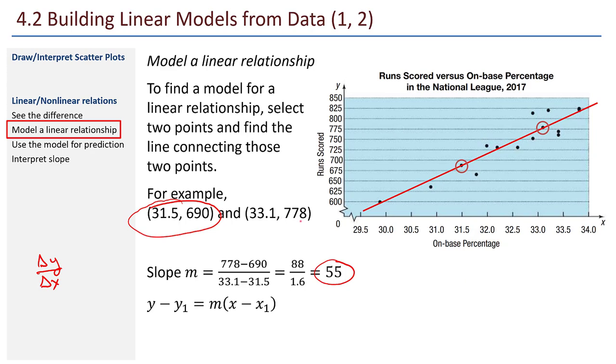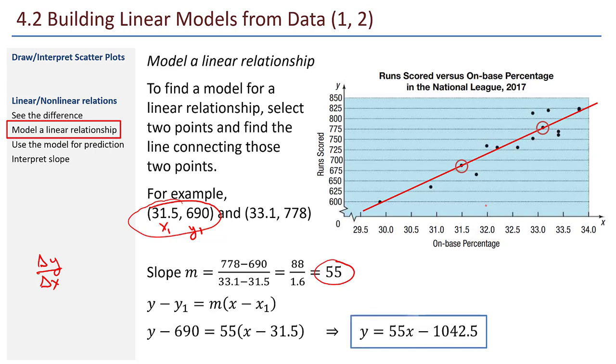And now, it doesn't really matter which point I use. I just choose either point, but label those coordinates x1, y1. Plugging in the information and doing a little bit of arithmetic, we end up with an equation for the line. And we say that that equation is the model.